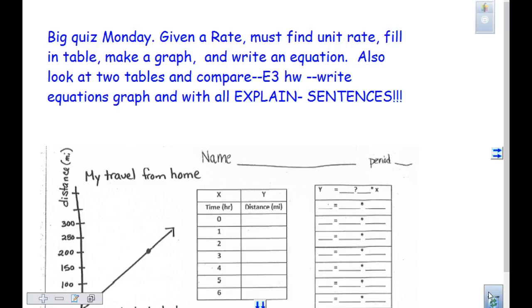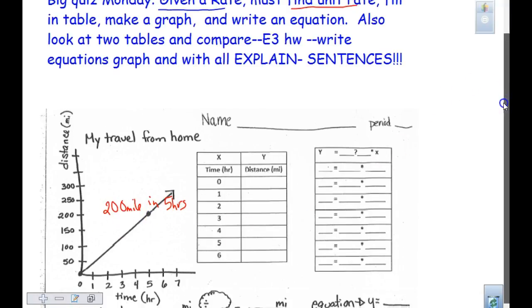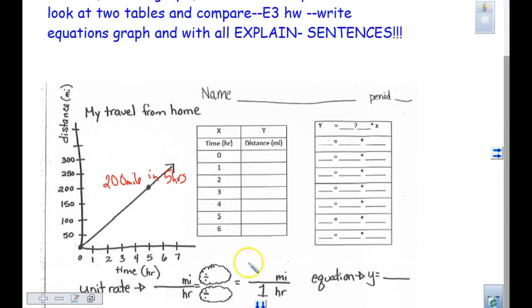For Monday's big quiz, I am going to give you a rate in a story problem, like we were just talking about. I'm going to give you the rate. What you will have to do is find the unit rate. So it's going to look kind of like this, only on this one we gave you 200 miles in 5 hours, right? So take this half sheet of paper out. The first thing that I had you do was find the unit rate. On the quiz, it's going to be the same thing, only in a story problem instead of a point on a graph.